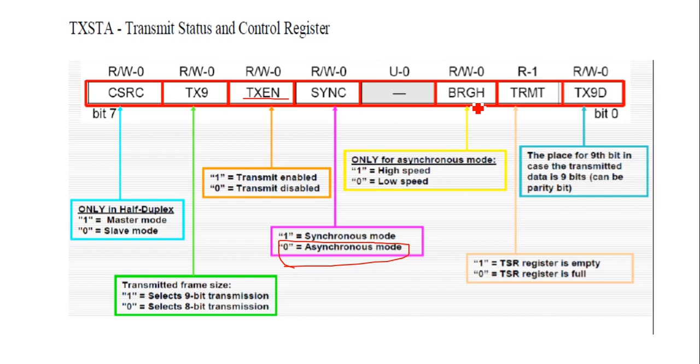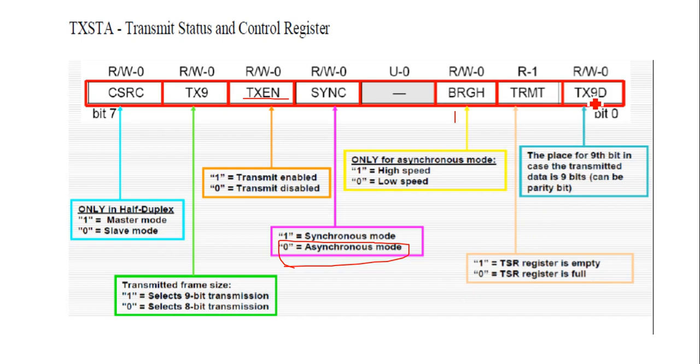If you want faster operation, put a 1, then it will give high speed. It doubles whatever baud rate count we have taken. If this bit is 1, then it doubles the baud rate. If it is 0, then whatever baud rate count you have taken is used as a simple baud rate calculation. Then TRMT, which indicates whether the TSR register is empty or full. I'll explain that.